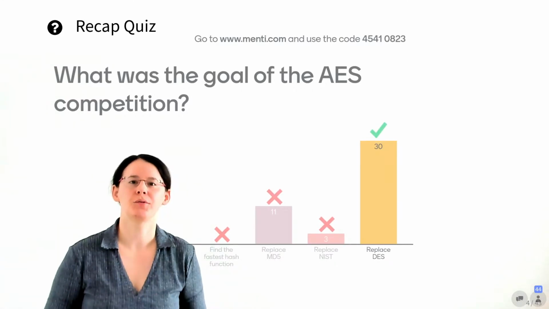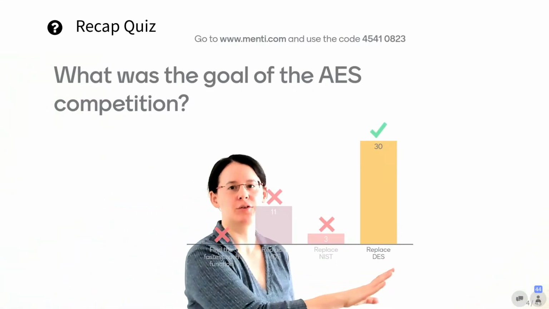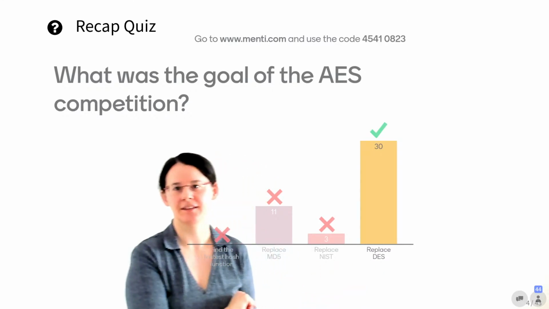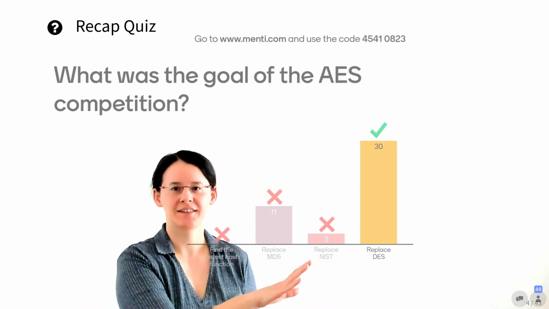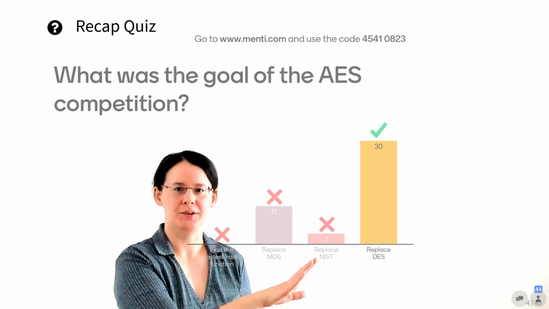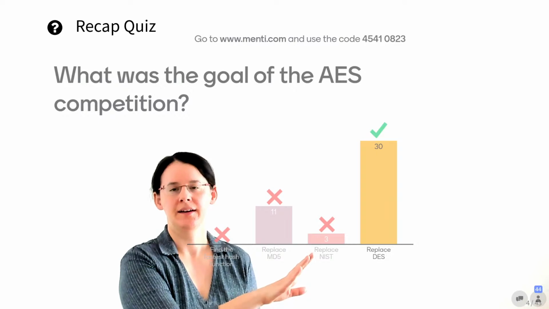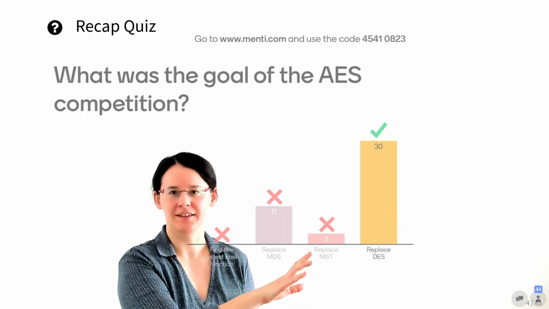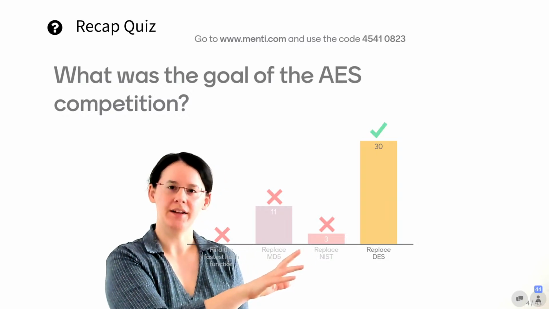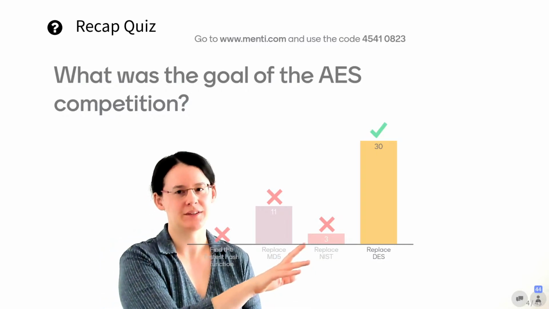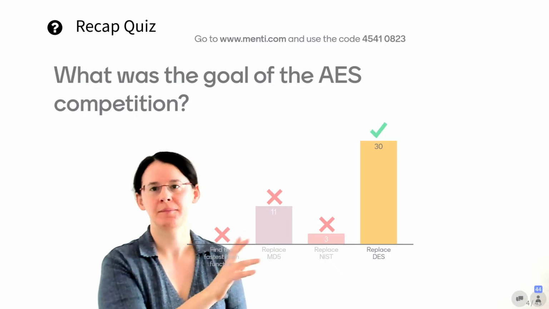Indeed, it was about replacing the old Data Encryption Standard. The new one is called AES, Advanced Encryption Standard. NIST is the organization that held this competition, so it's sometimes called the NIST AES competition. It's the National Institute of Standards and Technology in the US, and it's responsible for making sure we have good crypto that's used all over the world, in fact.